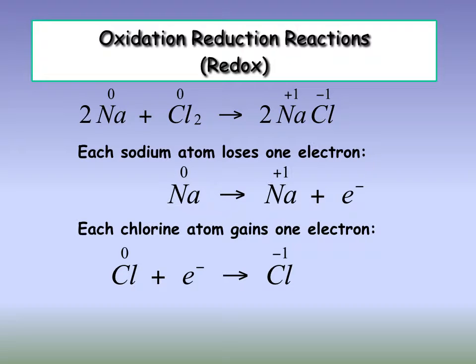The other half of that reaction involves chlorine. So here we have chlorine, and again, it initially starts out with an oxidation state of 0, but it gains an electron and turns into chlorine with a -1 charge. Now, if we were to add both of these half reactions together, we would see that the electrons on either side cancel out. So you have one electron on the reactant side and one electron on the product side.